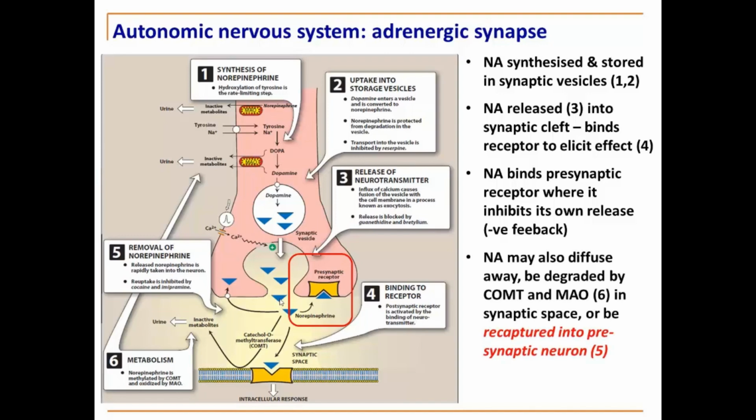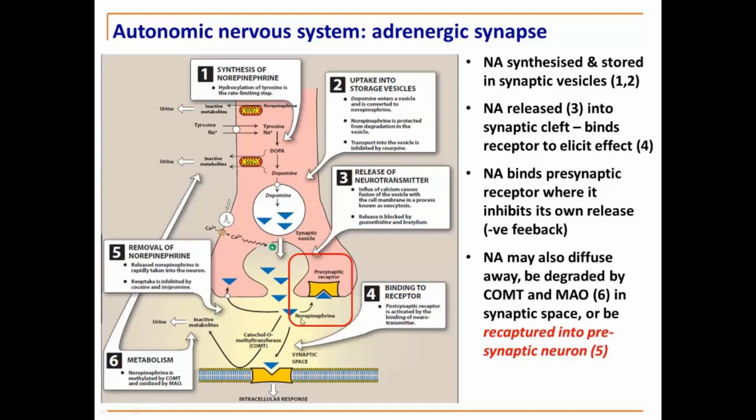By the same token, it may also diffuse away, so it just disappears by diffusion. Or it may be degraded, because there are enzymes. Here's one, COMT, catechol-O-methyltransferase, so it can be degraded by that, and then further by MAO, monoamine oxidase, and then it can form inactive metabolites which go to the urine.